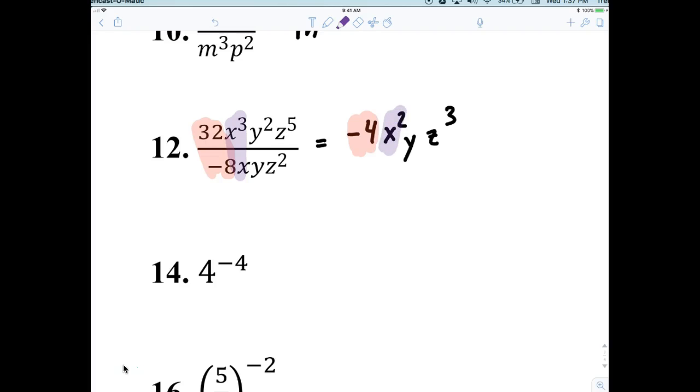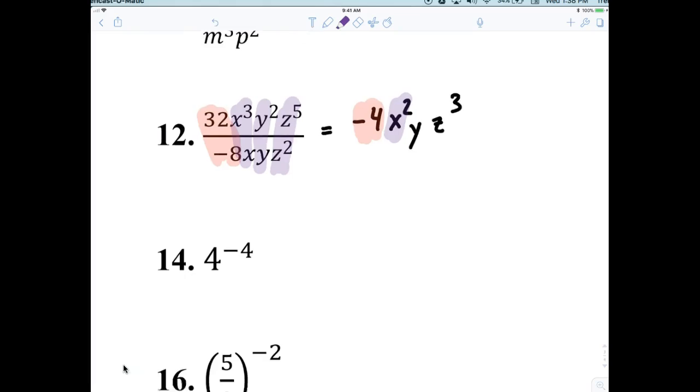Right? You don't need my help to figure that out. If you don't see it, figure it out. Same thing with y squared and y and z to the 5th, z squared. All right. Yes. You good now?